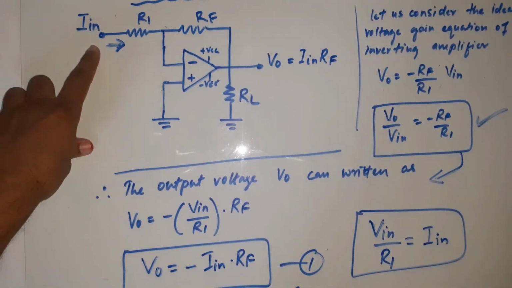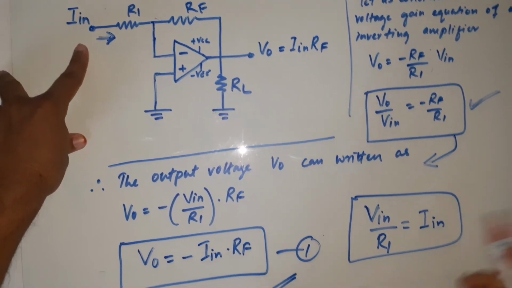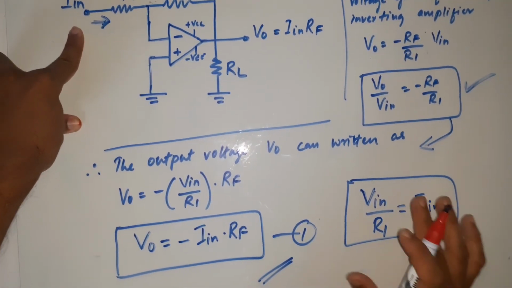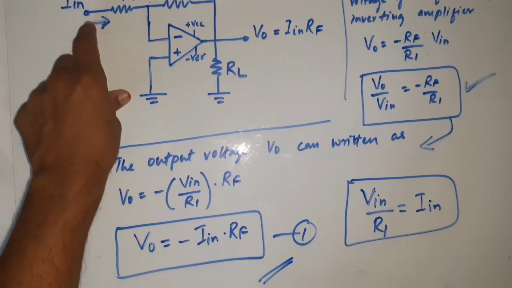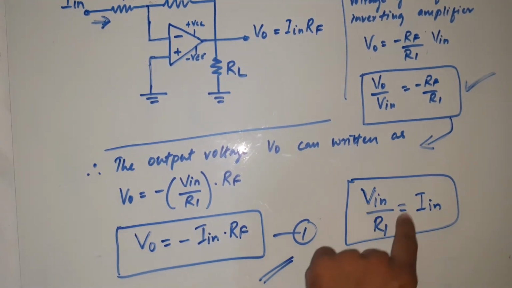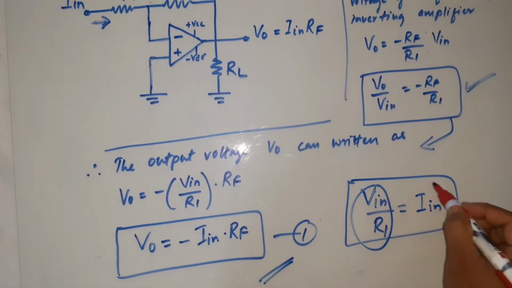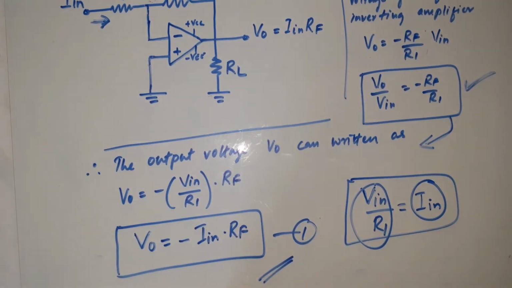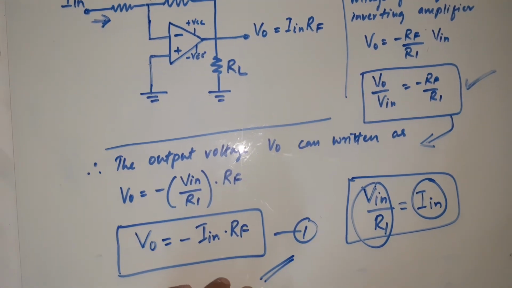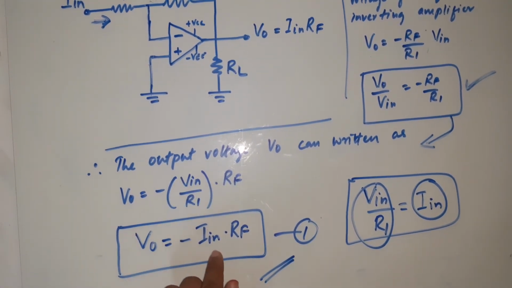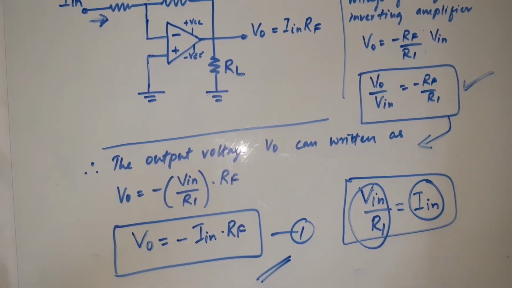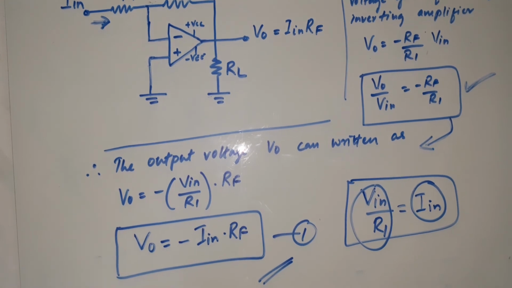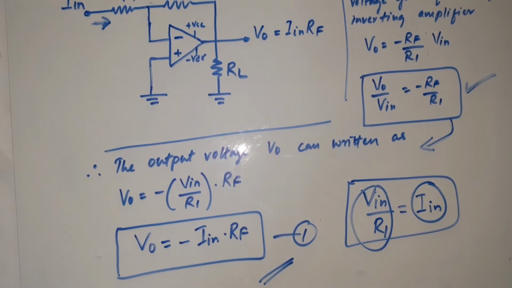Now you can obtain this equation by having a current source in your circuit. You require to use a current source in such a way that Vin by R1 is the value. This means that if we replace this term Vin by R1 by a current source of value Iin, the output voltage becomes proportional to input current. So this is how the current is being converted into voltage.